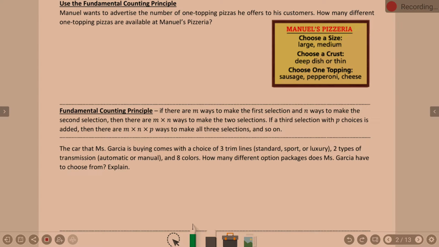Manuel wants to advertise the number of one-topping pizzas he offers to his customers. How many different one-topping pizzas are available at Manuel's Pizzeria? Notice, at his pizzeria, you get to choose a size. Do you want a large pizza or a medium pizza? Then you get to choose your crust. Do you want deep dish or thin? And then you have to choose a topping, because these are just one-topping pizzas, right? So sausage, pepperoni, or cheese. Thoughts here?